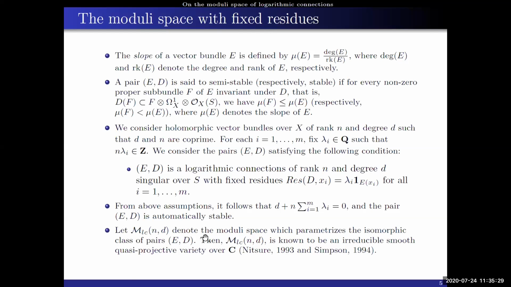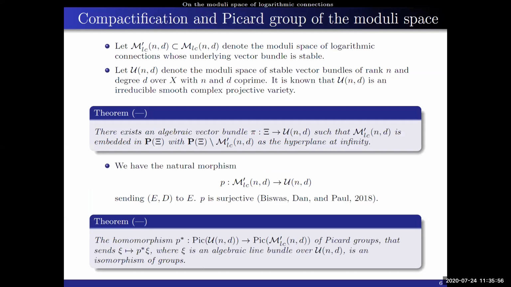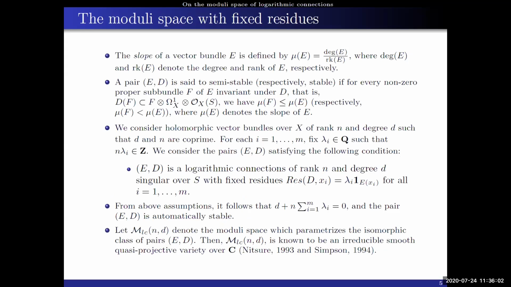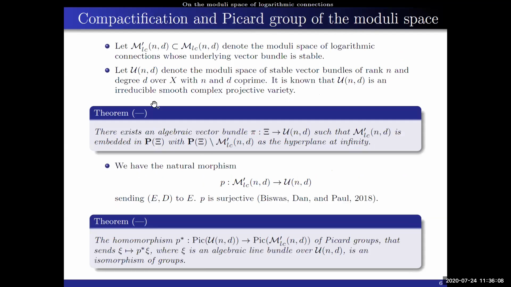Now let M_LC(n,d) denote the moduli space which parameterizes the isomorphism classes of pairs (E, D). Then M_LC(n,d) is known to be an irreducible smooth quasi-projective variety over C. This is due to Nitsure and Simpson, and this irreducibility follows because we have considered the genus of the curve to be greater than or equal to 2. Okay. So here is the first result.